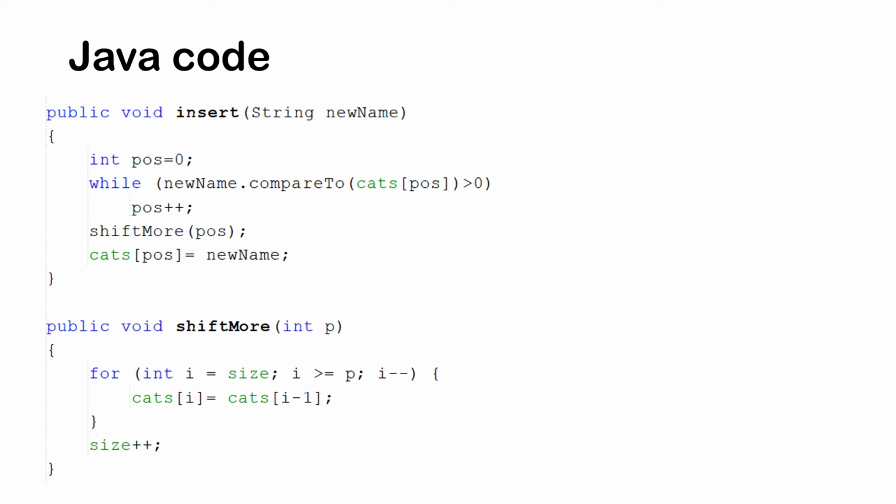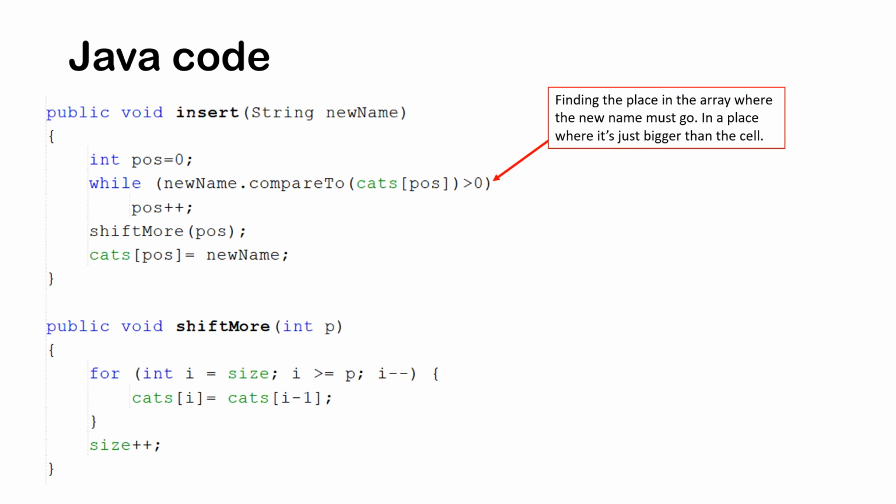Then cats[i] equals cats[i - 1]. So you can see this is where we shift the cell down. And then we'll go size++ at the end to increment the size of our array, or of how many names we have stored in the array.